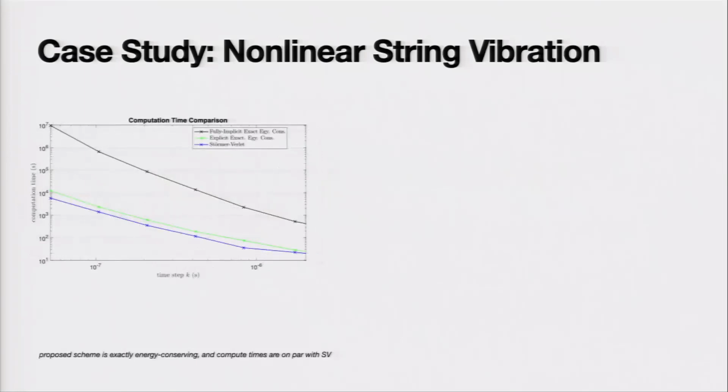But the good thing is that now this green line represents the compute time in MATLAB for these new, explicit schemes that I have presented. And you see that the compute time is very much the same as Sturmer-Verlet. The black line is the compute time I had until a year ago using the only energy conserving scheme I knew for the linear string, which was a complicated nonlinear solver. So you see, we are hundreds and hundreds of times faster now using these schemes, but we're also energy conserving.